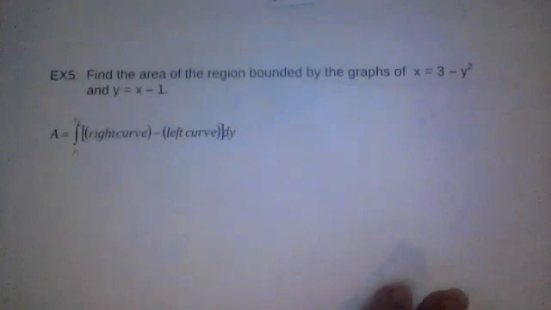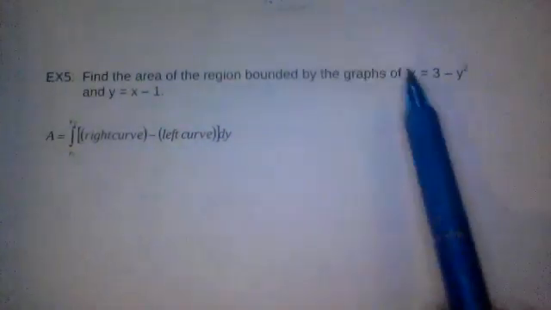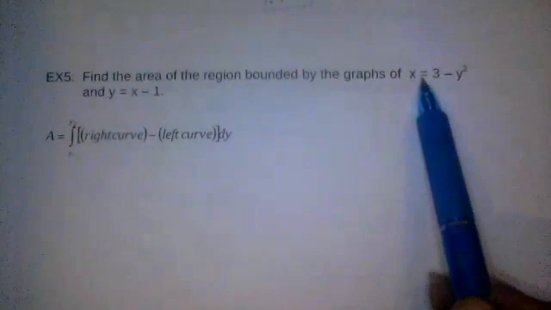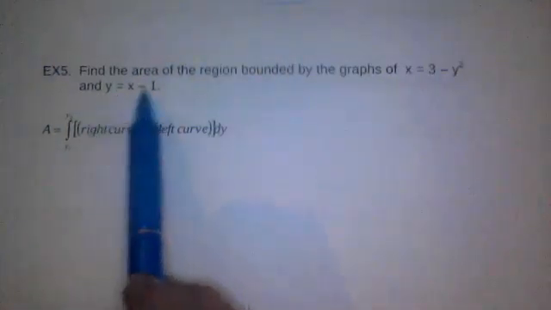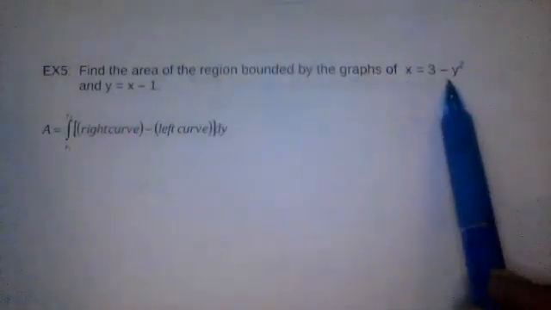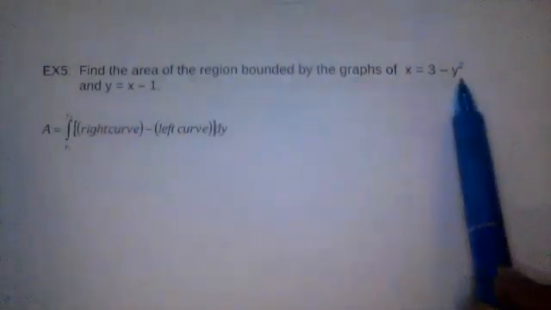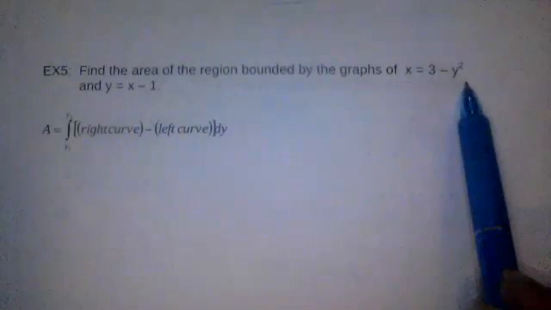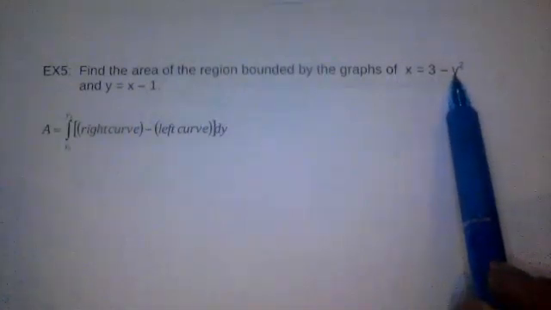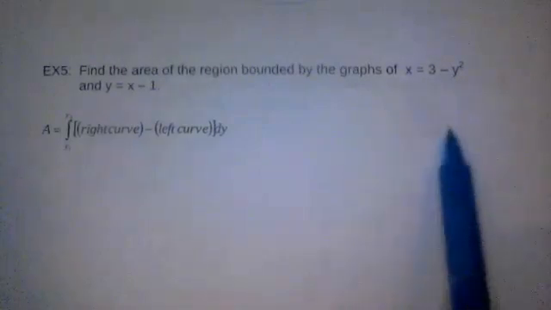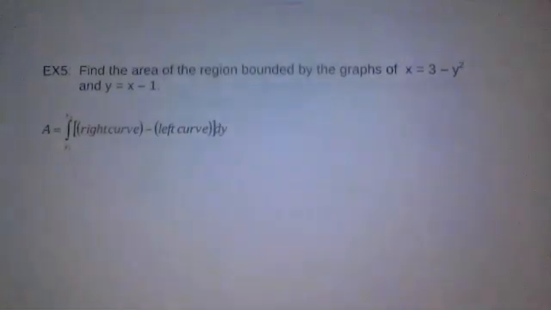All right, on our last example, it wants us to find the area of the region bounded by these two graphs: x equals 3 minus y squared and y equals x minus 1. Well, this is a typical function. This one, x equals 3 minus y squared, is not a function because this is going to be a sideways parabola, and it's a negative sideways parabola, so it's going to be going backwards like this.